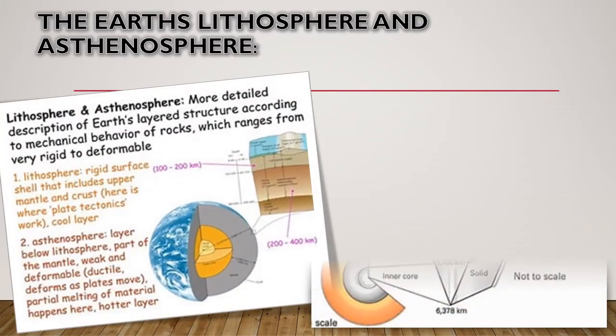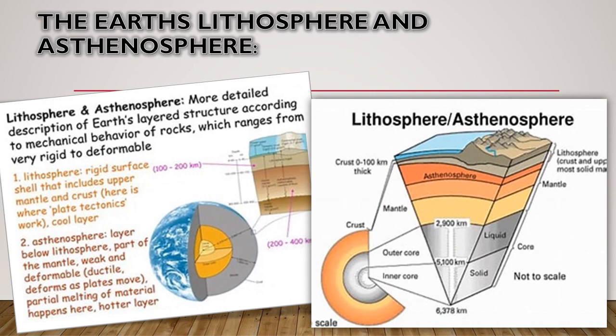The Earth's lithosphere and asthenosphere are very important when discussing isostasy. As we can see, this is the Earth's layered structure. Look at what happens to the shape of the lithosphere as pressure is applied: it sinks down into the asthenosphere.